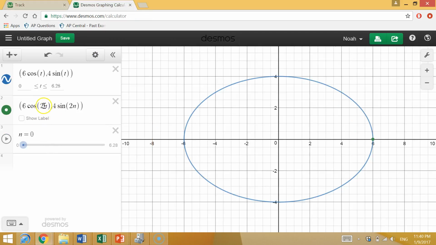So the first one I'm just going to leave as just 6 cosine n and 4 sine n. So that's just the linear one. It's going to go exactly around once, and that's it. Now I'm going to make one that's going to go just a little bit faster than that.